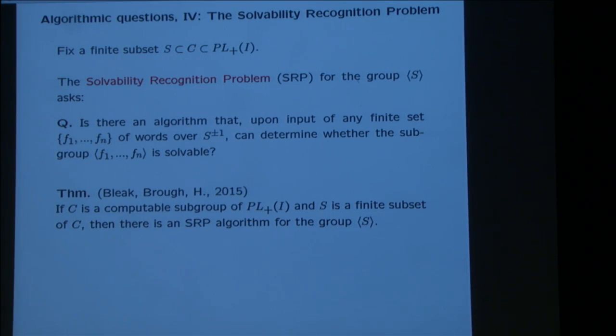Well, that's the solvability recognition problem. This is the problem that says you have your finitely generated computable subgroup of PL plus I, and asks, is there an algorithm that upon input of any set of words over the generating set can determine whether the subgroup that they generate is solvable or not? And the answer is yes. That piece, at least, there is an algorithm to do. You can recognize this.